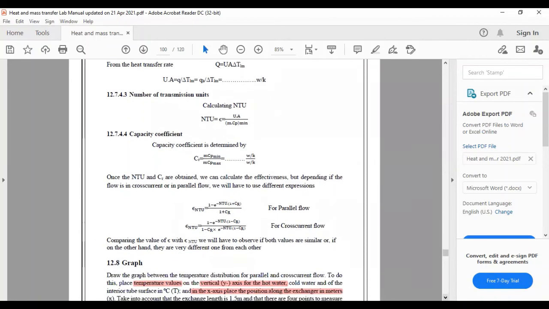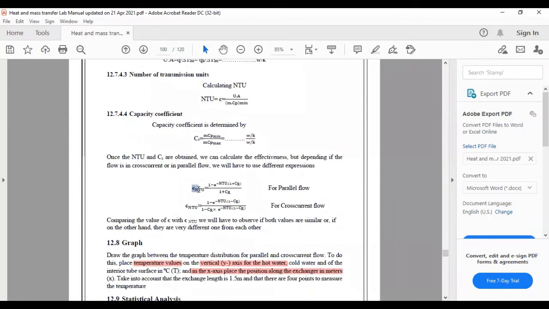For parallel flow, the formula for epsilon by the NTU method is 1 minus e to the power minus NTU into 1 plus CR, over 1 plus CR. We have computed the value of NTU, and the capacity coefficient CR. So we have all of these values, and we can calculate the effectiveness, epsilon NTU.